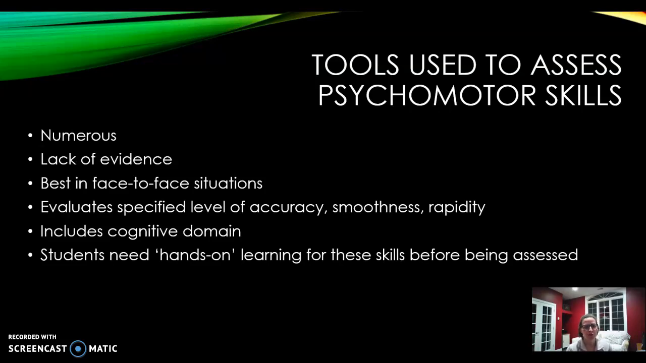One thing that we have to make sure of before we assess psychomotor skills of our students is that we provide them a hands-on learning opportunity to really get good at developing these skills before they're assessed. So we want this practice in real time with feedback before being assessed on these skills.